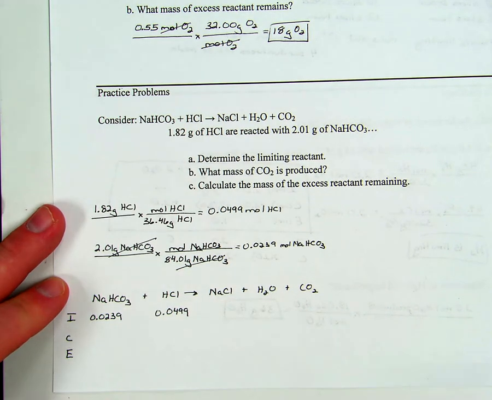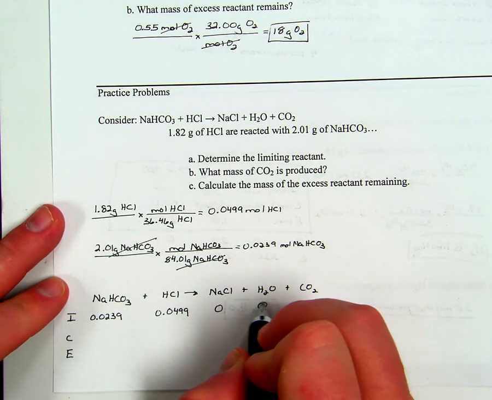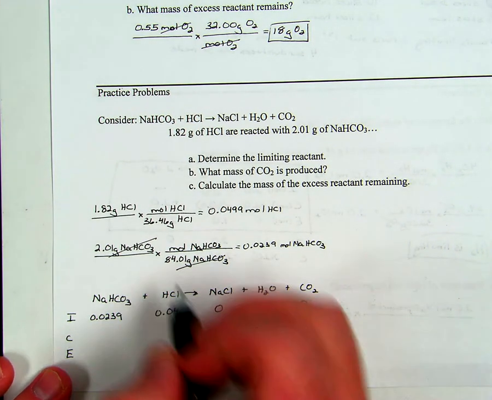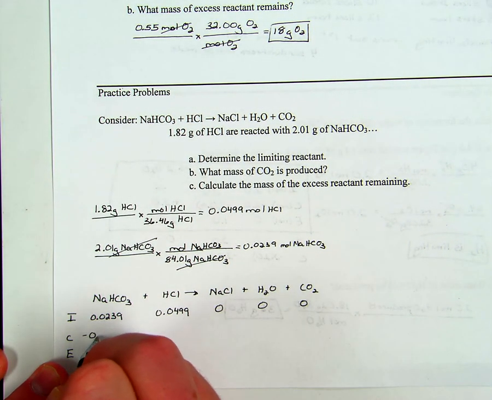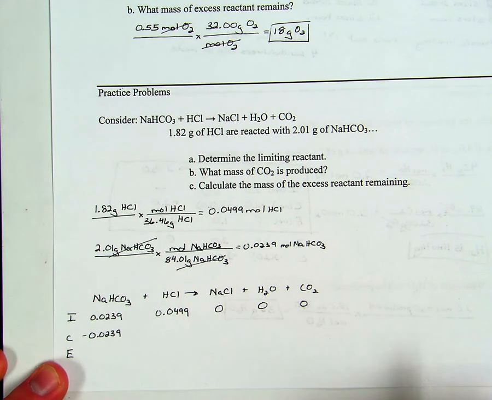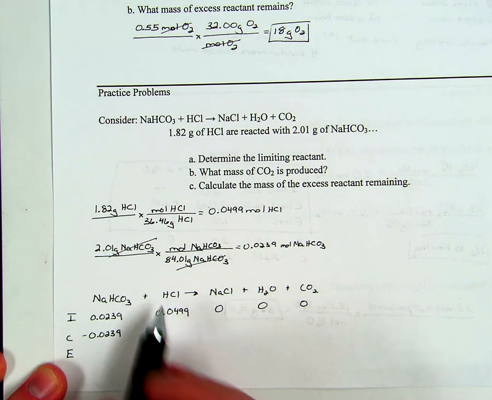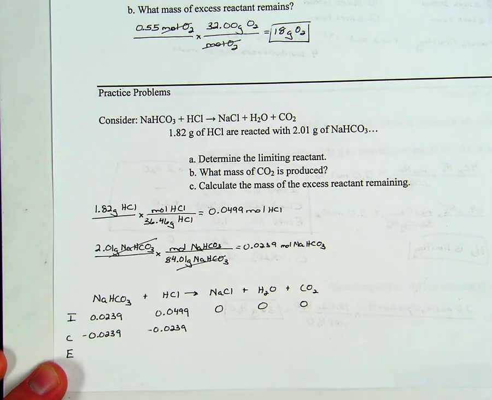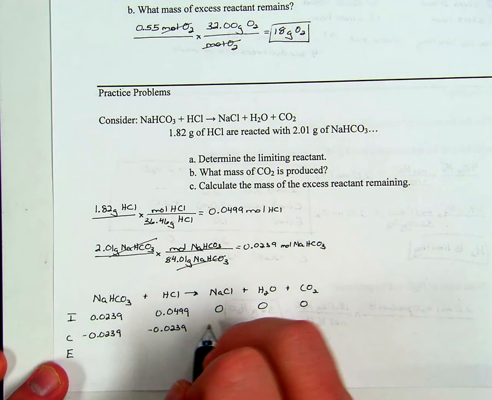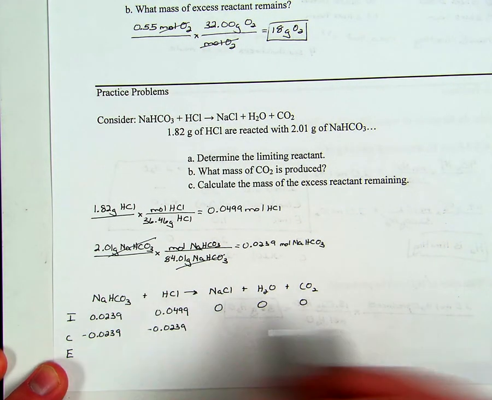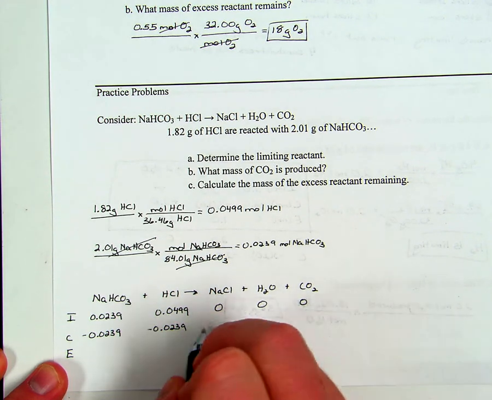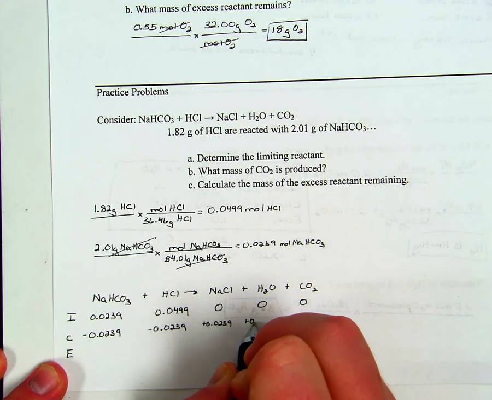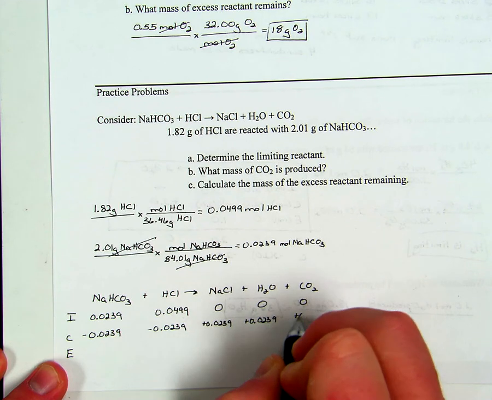Alright, let's say all the NaHCO3 reacts. So that's minus 0.0239 moles of it. Notice it's a 1-to-1 ratio with HCl. So that means 0.0239 moles of HCl will react along with it. And then all of these are also 1-to-1 ratios with both the reactants. So these are all plus 0.0239. So at the end of the reaction, we're going to have no NaHCO3, no sodium bicarbonate left over.